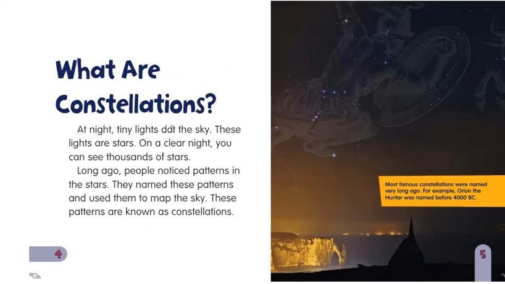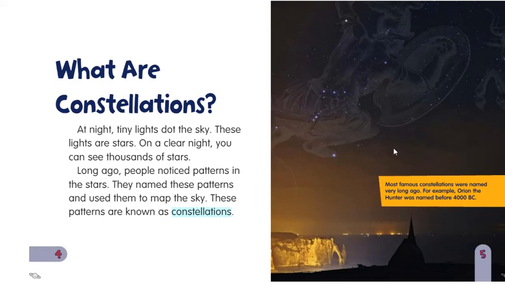At night, tiny lights dot the sky. These lights are stars. On a clear night, you can see thousands of stars. Long ago, people noticed patterns in the stars. They named these patterns and used them to map the sky. These patterns are known as constellations.